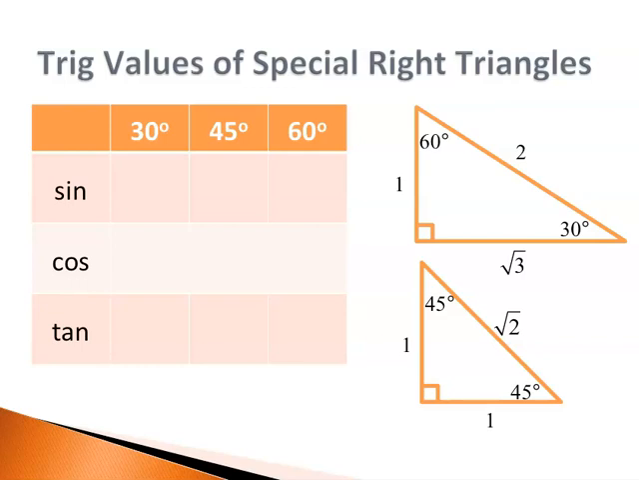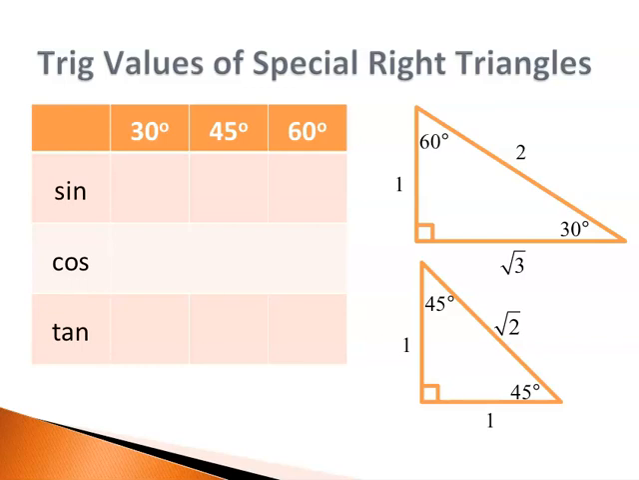Okay, so we're going to fill in this table here. Along the top, we have the 30-degree angle, 45-degree angle, then the 60-degree angle, so we're increasing. And then on the side over here, the sine, cosine, and tangent of each of those angles. And we can get all of these from the triangles that we have on the right there.